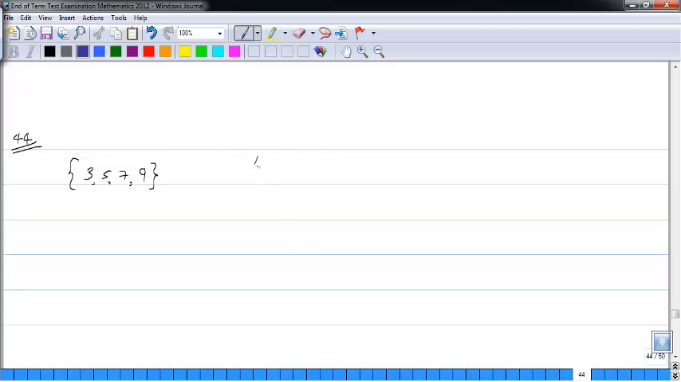C, odd numbers. And why C? It's because if I divide 3 by 2, I'll have a remainder of 1. If I divide 5 by 2, it goes in there 2 times with a remainder of 1. If I divide 7 by 2, it goes in there 3 whole times with a remainder of 1. If I divide 9 by 2, it goes in there 4 times with a remainder of 1. So all the way through, we're going to get a remainder of 1, and that would classify it as an odd number.